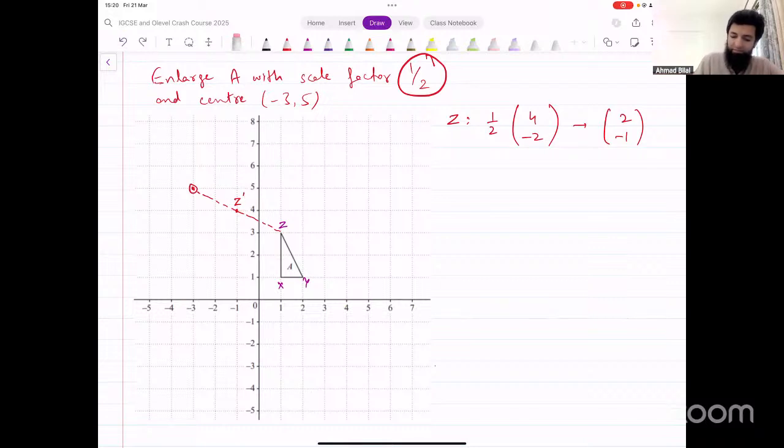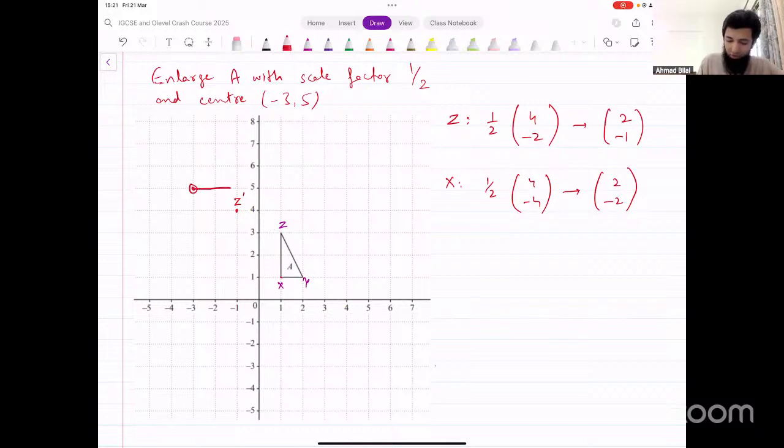Okay. Then next, X. X is 1, 2, 3, 4, 4 units right, and 1, 2, 3, 4, 4 units down. So let's do it using vectors as well. 4 right, 4 down. Multiplied with 1 over 2, what do you get? You get 2 and -2. So now the point X from the center of rotation is going to be 2 right and then 2 down. So that comes here. This is point X prime.